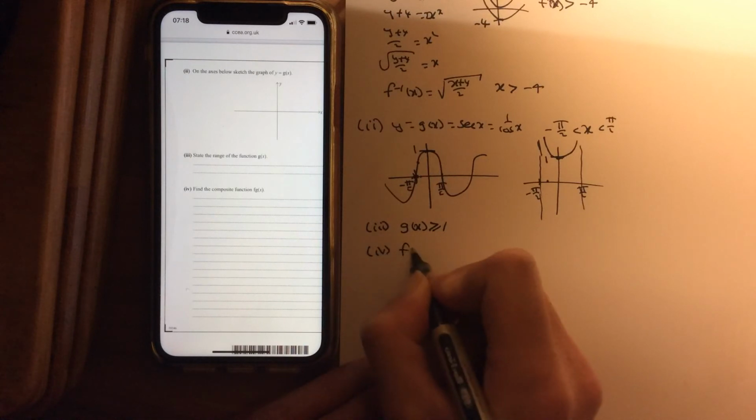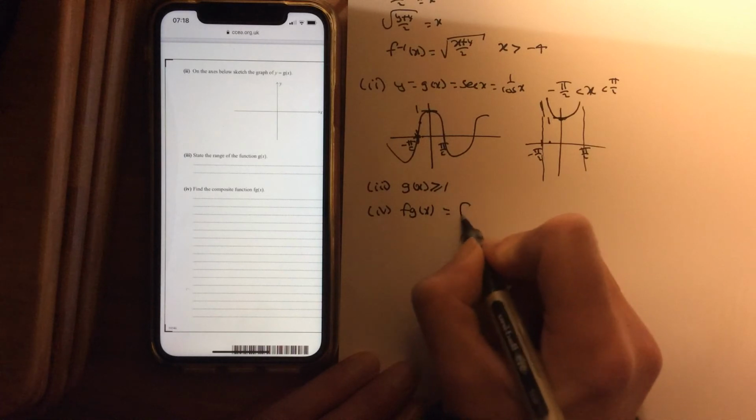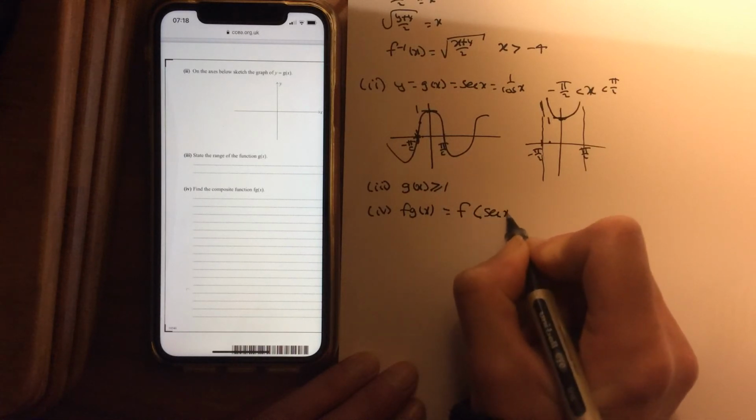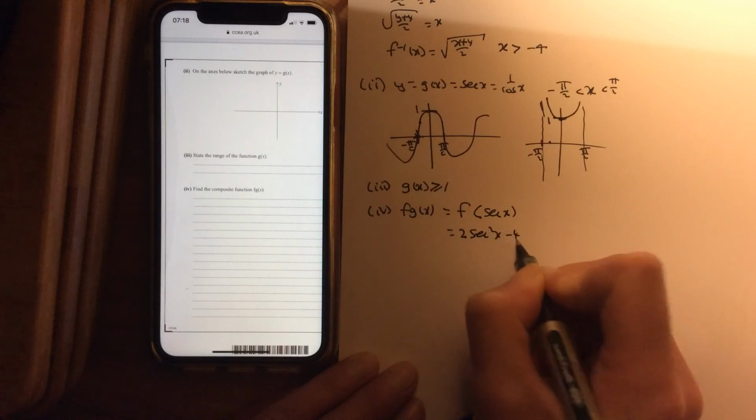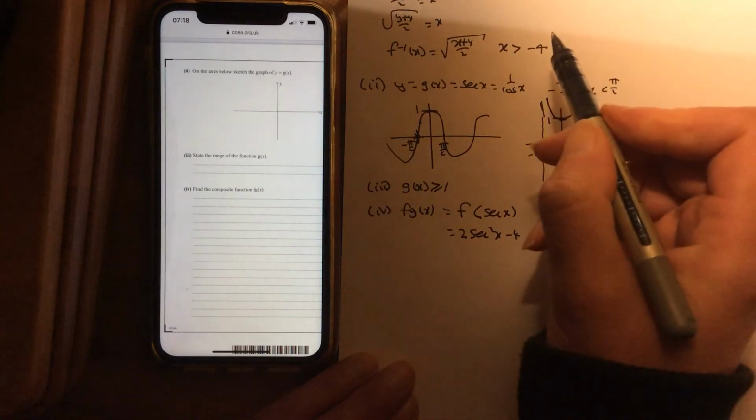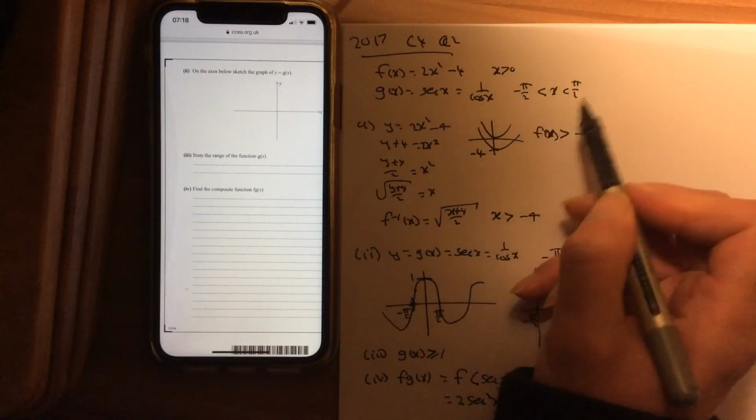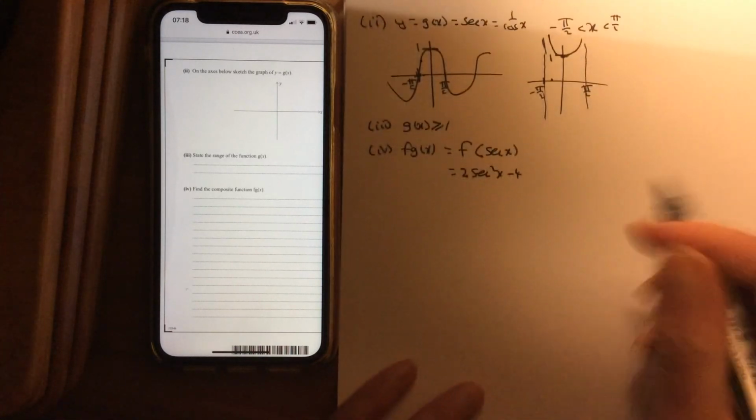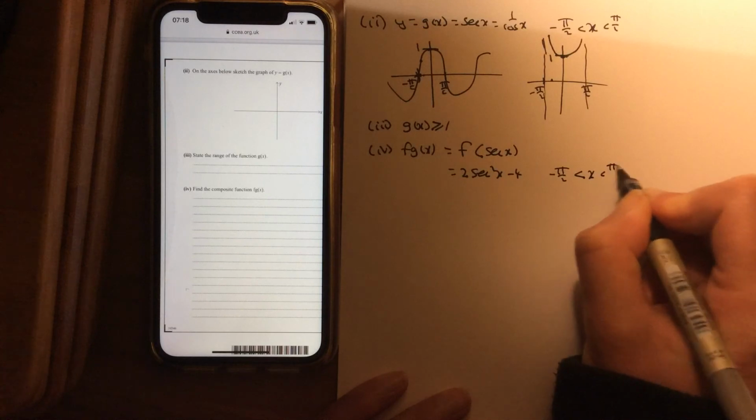And the last bit, f(g(x)). So put your g into your f. So it's 2 sec squared x minus 4. And I'll just give the domain of this just to finish it off. If you look back at the beginning, this was restricted between minus pi over 2 and pi over 2.